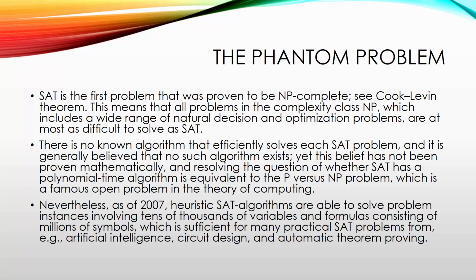And one of the reasons that people are trying to build quantum computers is to do quantum simulations and to solve NP hard problems. Now there is no known algorithm that efficiently solves the Boolean satisfiability problem in polynomial time. There are a lot of heuristics which solve tens of thousands of variable problems and formulas with millions of symbols, etc., which is enough for the problems scientists encounter in AI, circuit design, theorem proving, etc. But there is no solution that can solve this in polynomial time.